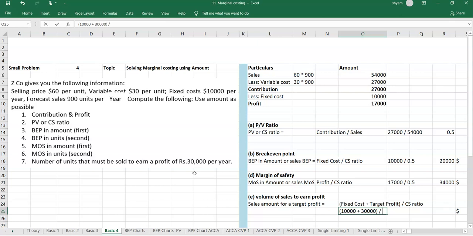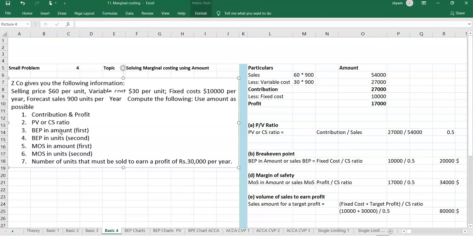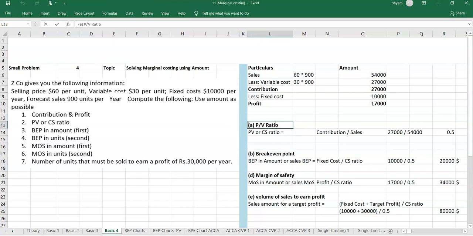Let's get the CS ratio. So that's about it: if we make 80,000 of sale, our profit would be 30,000. Okay, so that's what it tells here. And have we finished everything? Contribution and profit we have finished. PV ratio we have finished. BEP in amount we have finished. What we have not done is BEP in units, so that we will work out here.